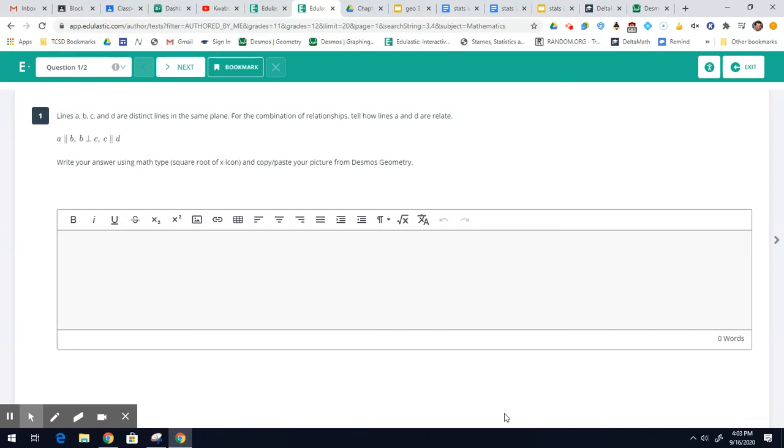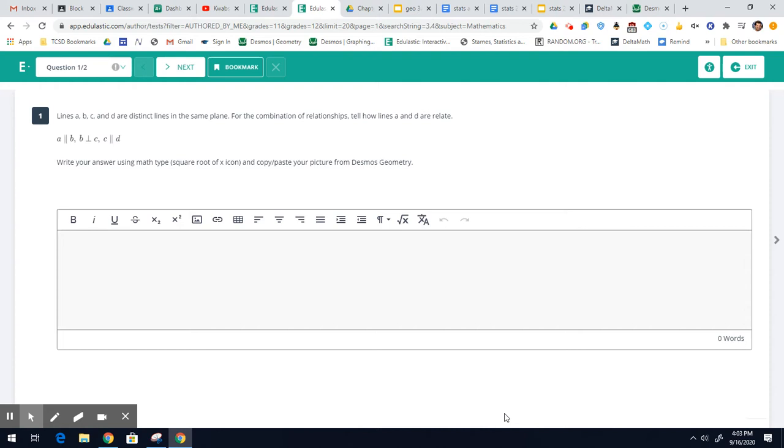All right, so this says that lines A, B, C, and D are distinct lines in the same plane. For the combination of relationships, tell how lines A and D are related. So we have A parallel to B perpendicular to C, and C parallel to D.